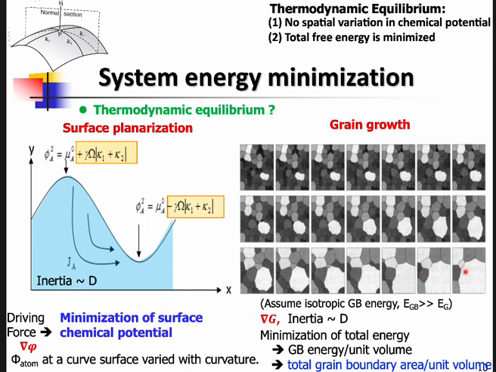That means the total grain boundary area will decrease in the meantime. You have less and less grain boundary area, which means you have fewer and larger grains. So this is the phenomenon we visualize as grain growth. It's also a kinetics process, and we have the driving force and also the inertia of the system, which is the diffusivity of the atoms.